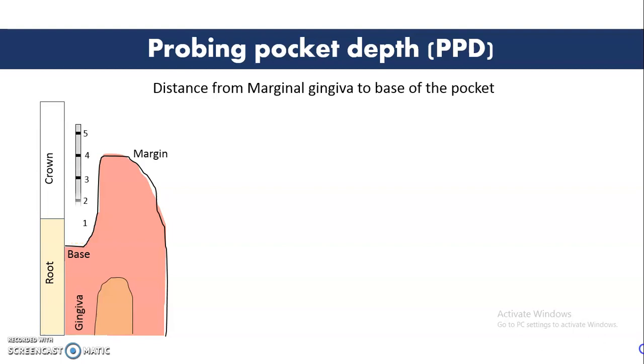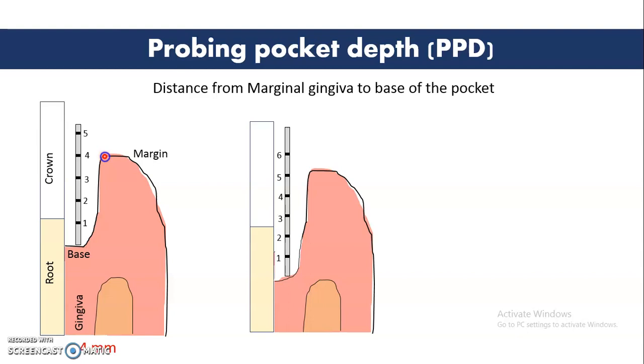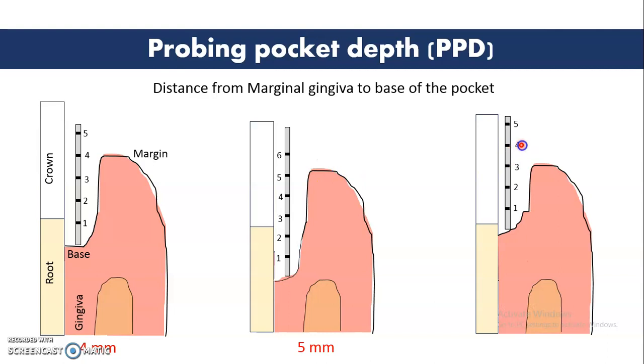To record PPD, insert the probe passively parallel to long axis of the tooth till you feel the resistance and stop. The marking of the probe against the margin will give you the value of probing pocket depth. In this case, the 4th marking is against the margin and hence the PPD is 4 mm. In this example, when you insert the probe, the 5th marking lies against the margin and the PPD is 5 mm. Let's see another example. Here, when the probe is inserted, the 3rd marking lies against the margin of the gingiva and hence the PPD is recorded as 3 mm.